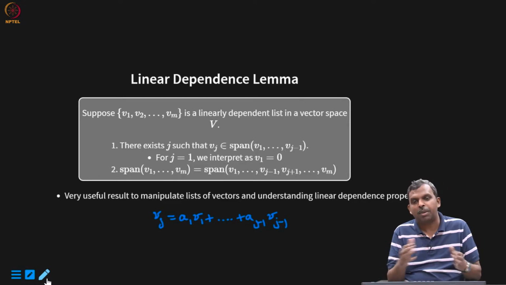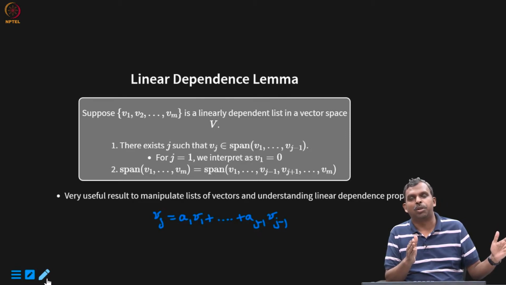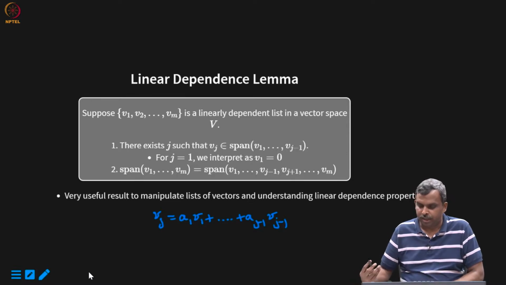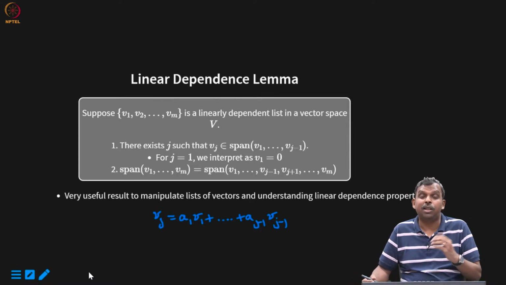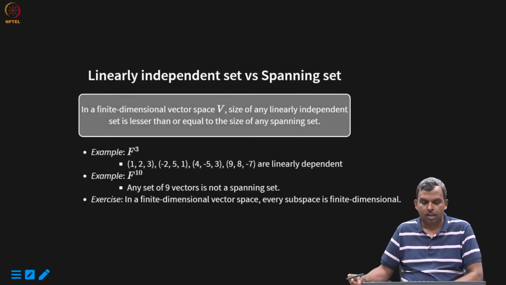If you have a linearly dependent list, there is one element which is going to be a linear combination of everything before it. There is always something like that. Alright, let us move on. This is the linear dependence lemma. I will use it again and again and again. Please remember that. Linear dependence lemma.